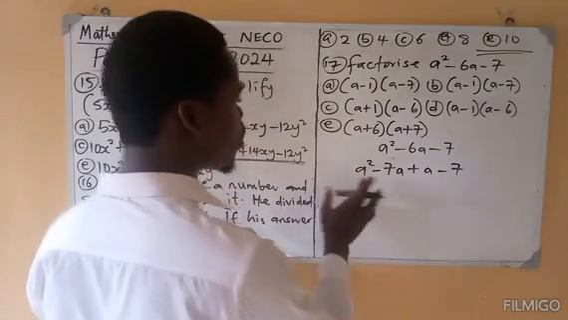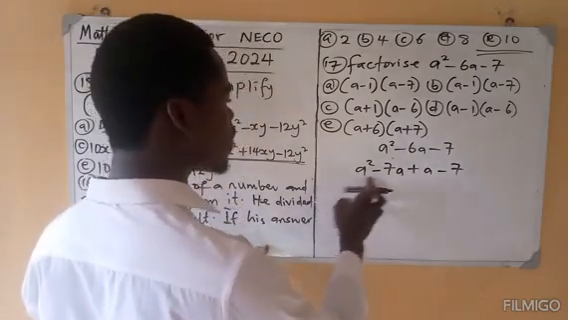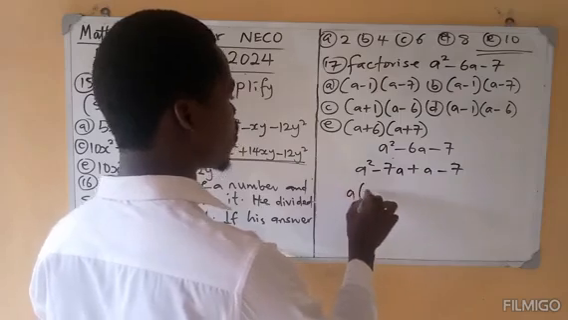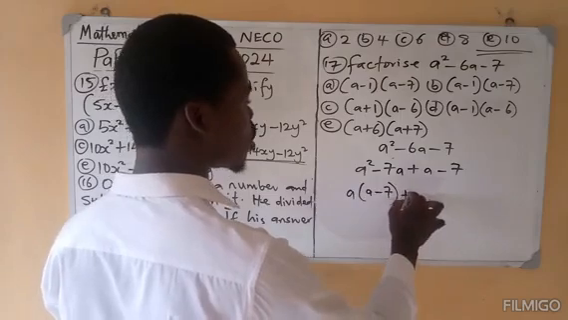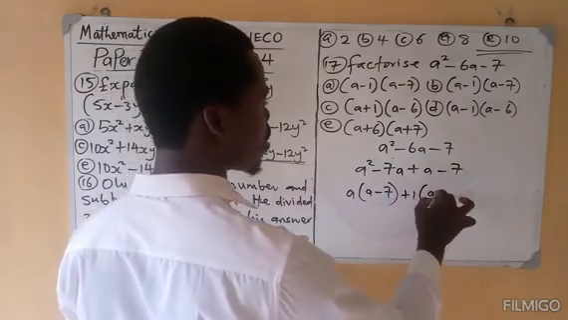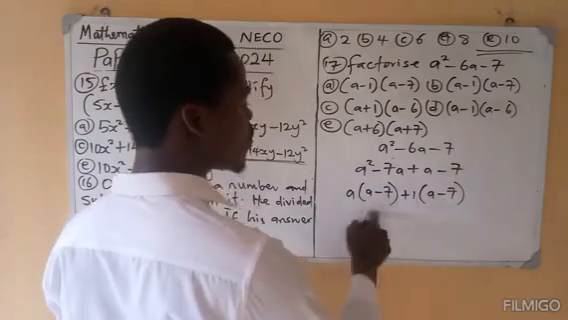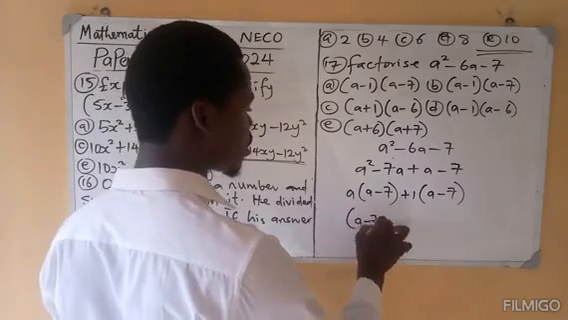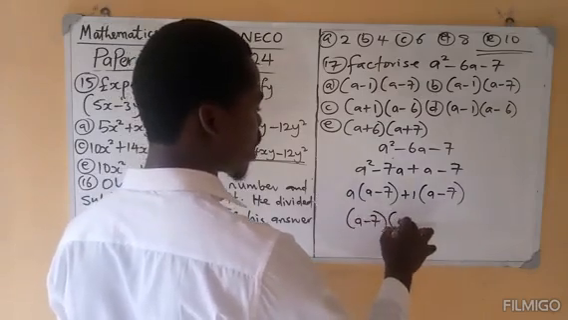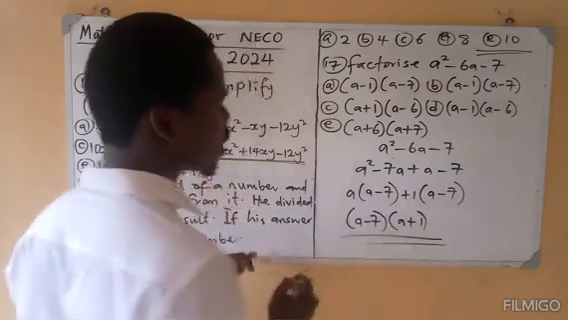So we continue. We pick the first two. What is common in the first two? a is common. And what is left? We have a minus 7. In the other side, plus 1 is common, a minus 7. You see, we have two brackets that are similar. So we pick one of it, minus 7 into a plus 1. So that is the correct answer.